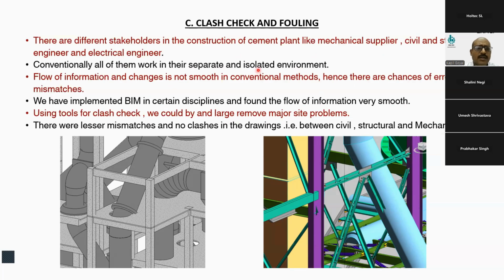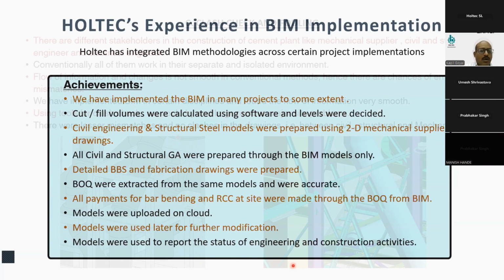Conventionally, all of them work in their separate and isolated environments. The flow of information and changes is not so smooth in the conventional method. Hence, there are chances of errors and mismatches. We have implemented BIM in certain disciplines and found that the flow of information is very smooth. Using tools for clash check, we could by and large remove the major site problems and has saved time in a longer perspective. There were fewer mistakes.